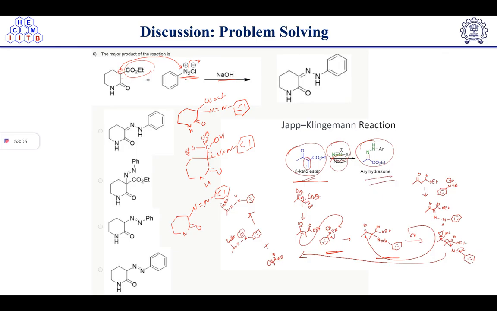After this one, conjugation is a more stable form. So it will get in conjugation form. And we will get proton transfer mainly. Basically, proton transfer is taking place and we'll get this as a product. It is a Japp-Klingemann reaction. The name reaction is Japp-Klingemann. Option number A. Okay.